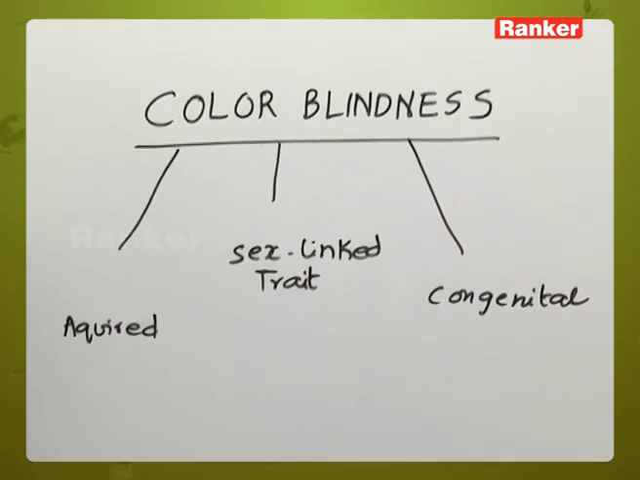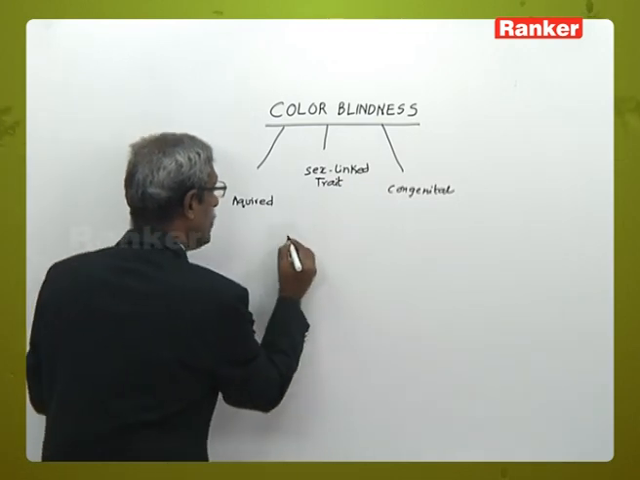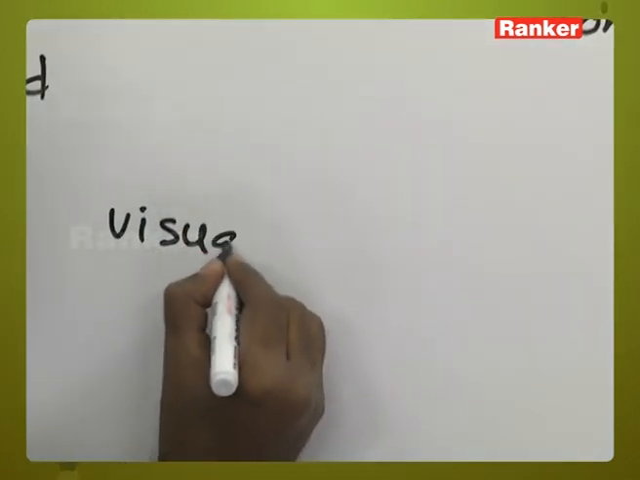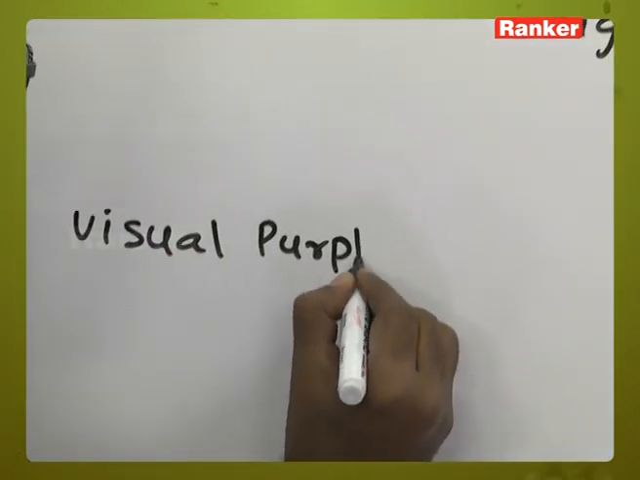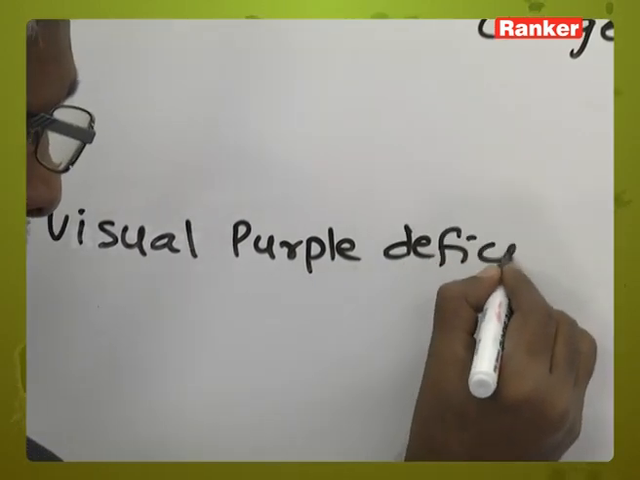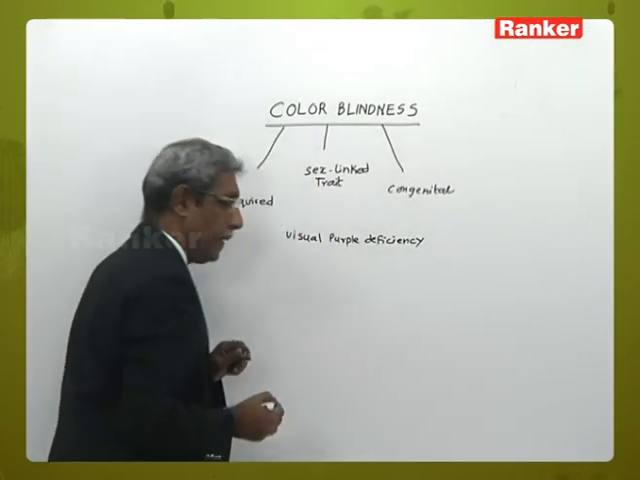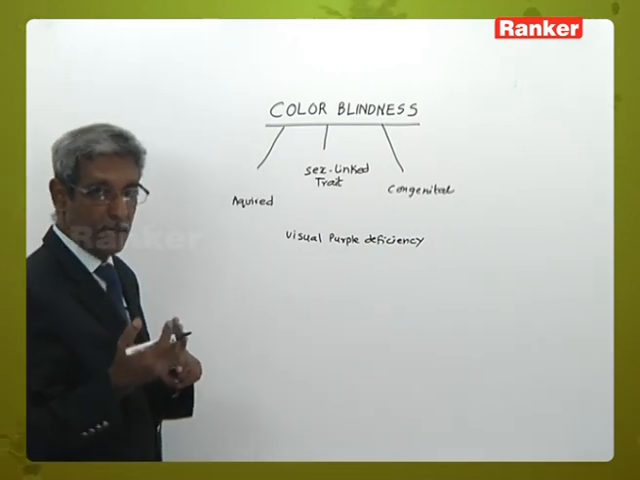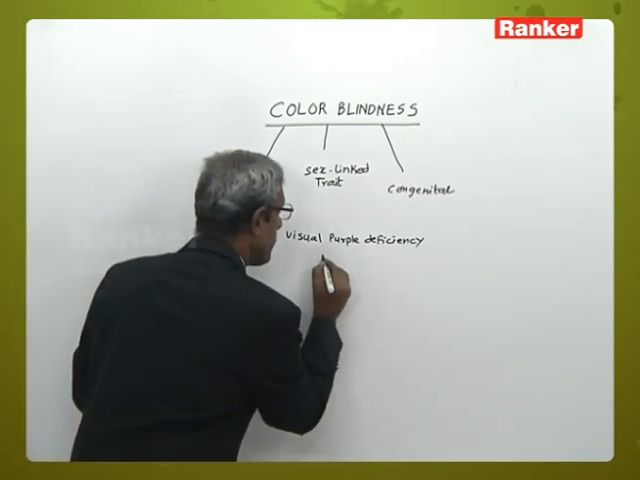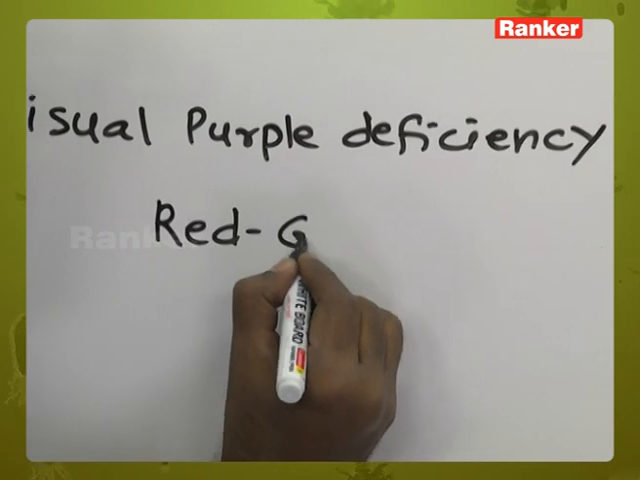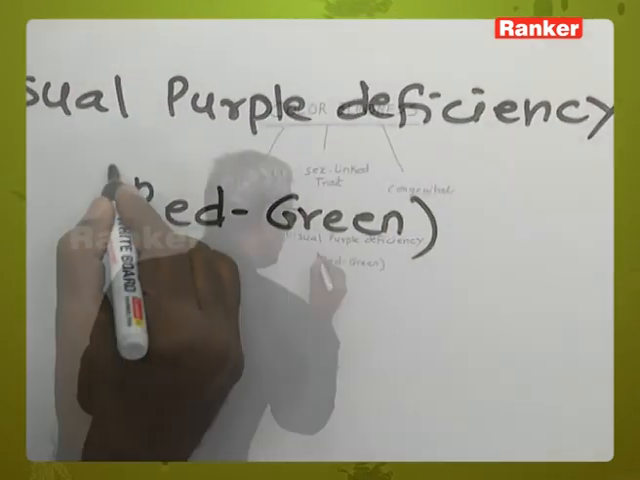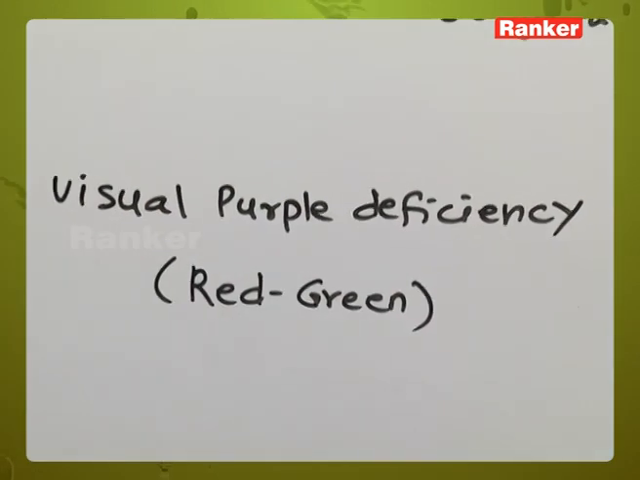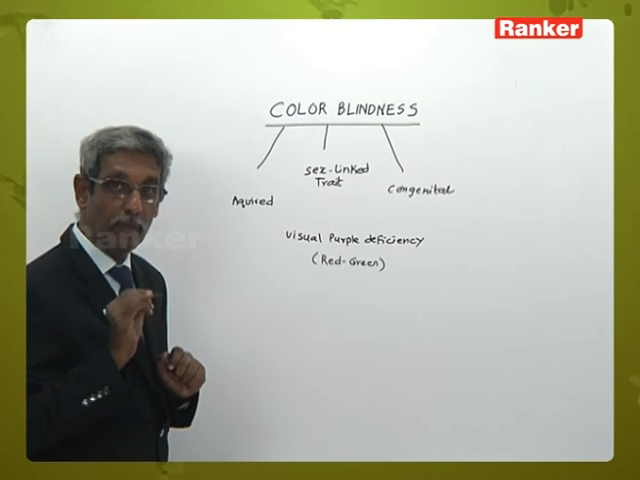And the pattern of color blindness primarily refers to visual purple deficiency. People cannot distinguish between red and green. The visual purple deficiency is due to the interference of the retinal rods.